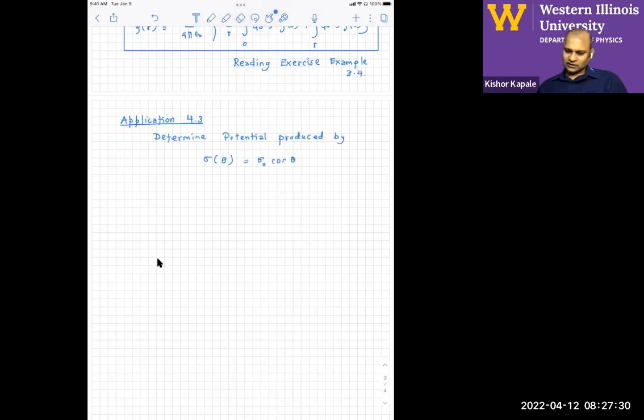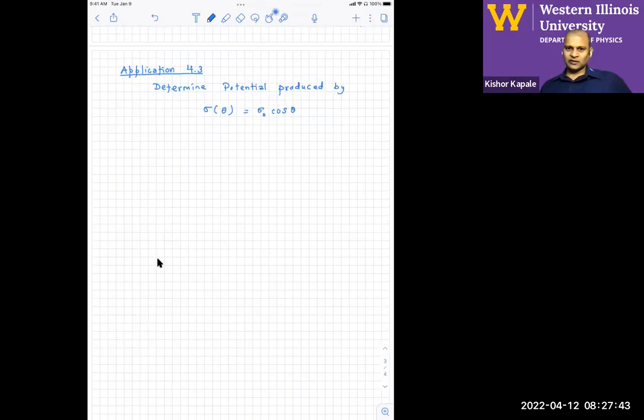but it has this cosine theta dependence. You can see theta for the top half, the northern hemisphere, is positive, and so sigma 0 will be positive, and as you go down, it's going to be negative, and it will have the largest positive and negative values at the poles.